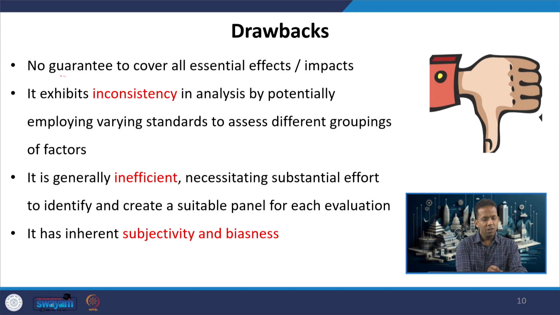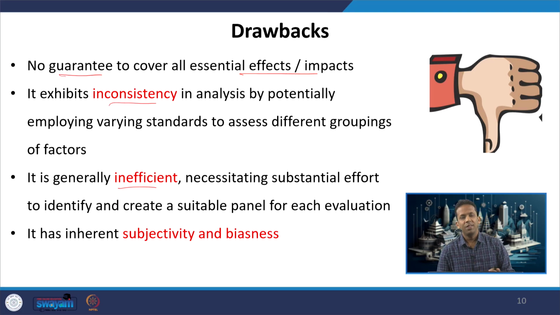The first drawback is that there is no guarantee that it will cover all the essential effects or impacts, and because different people are involved in decision making, there is a lot of inconsistency also. When we try to do analysis by employing different standards to assess different groupings of the factors given by different experts, there may be scope for inconsistent decisions coming up. It is generally inefficient, because of limited data, limited time and limited resources.